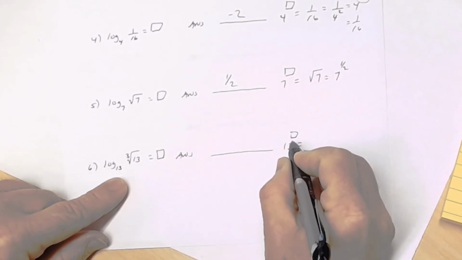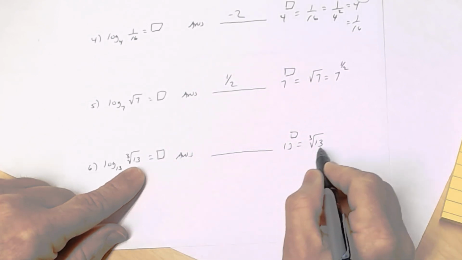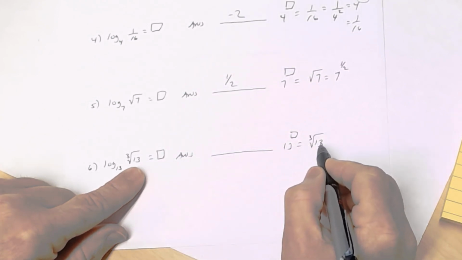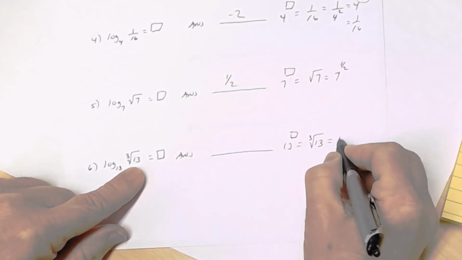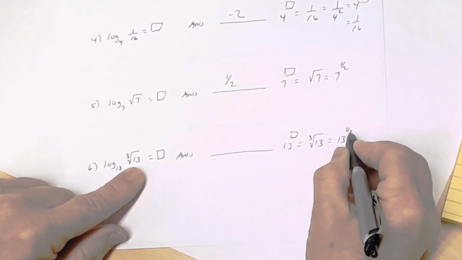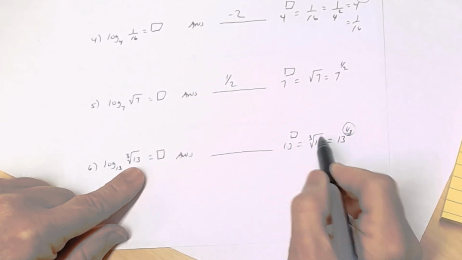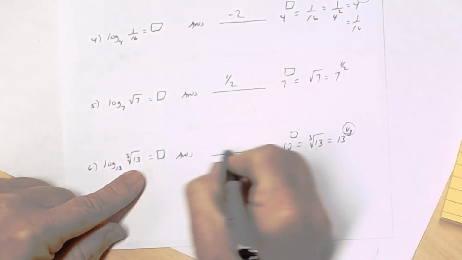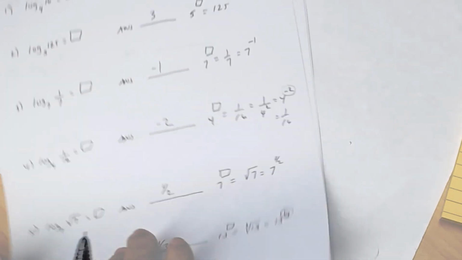13 to what number equals the cube root of 13? We'll rewrite the cube root of 13 using a rational exponent, not a radical. So that becomes 13 to what power? Well, 1/3. So 13 to 1/3 equals the cube root of 13. So the answer is 1/3. All right? Okay, number 7.